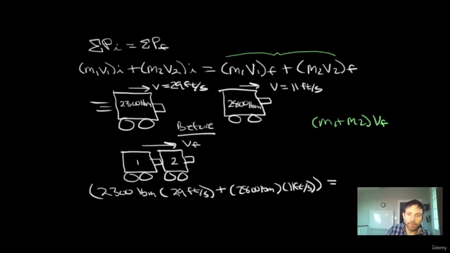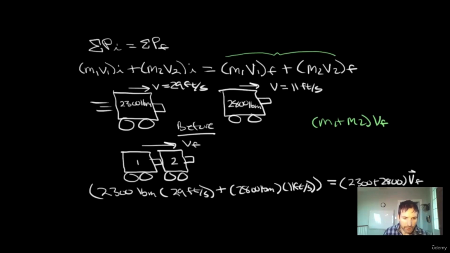So if we do that, we'll get 2,300 plus 2,800, times the unknown final velocity. We expand on that. Let's go ahead and do that: 2,300 times 29 plus 2,800 times 11.